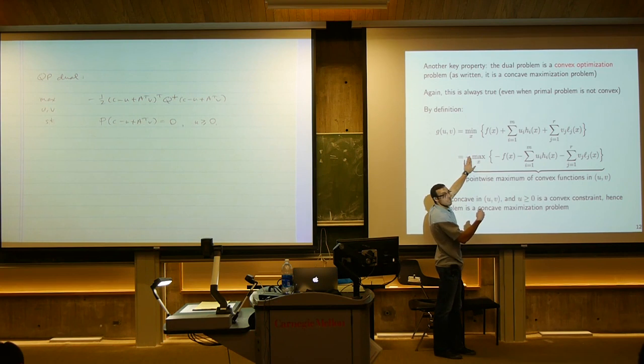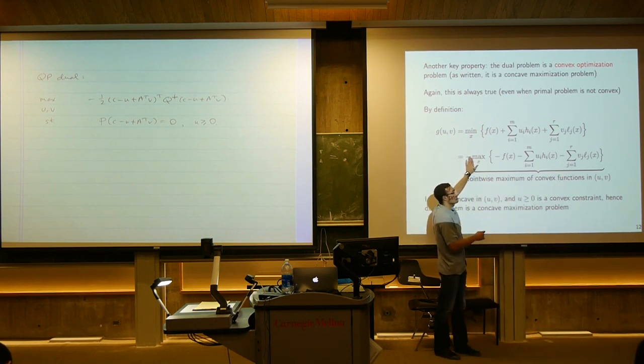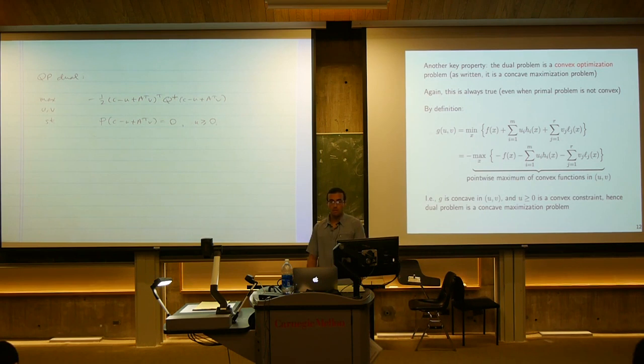And what happens if I maximize over a bunch of affine functions? Well, I get a convex function, because affine functions are convex. We know that maximizing pointwise, for each u and v, a bunch of convex functions still gives me a convex function of u and v. So this thing is convex in u and v. That just comes from one of our rules at the very start of the class. This is therefore concave in u and v, because I had a minus sign out in front the whole time. So that's it. G is concave in u and v. And u being greater than or equal to 0 is a convex constraint. So the dual problem is always a concave maximization problem.